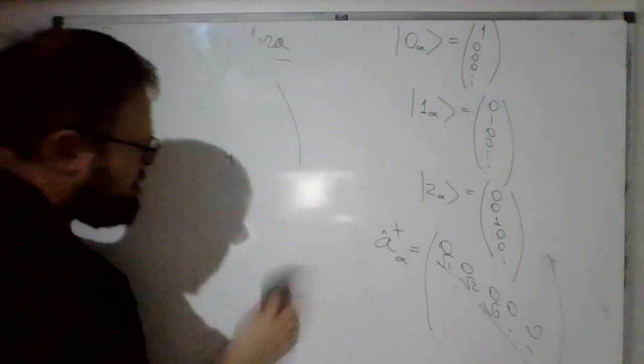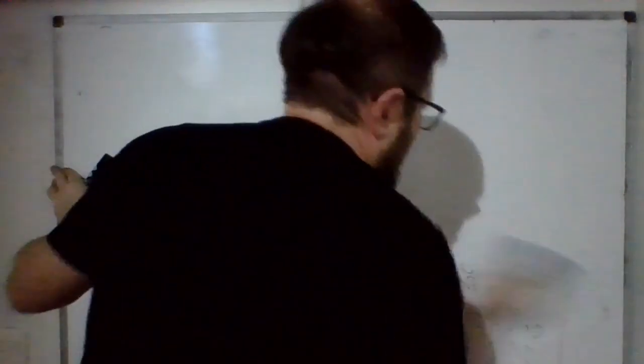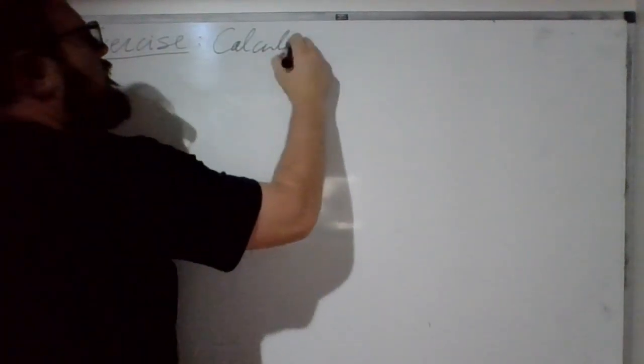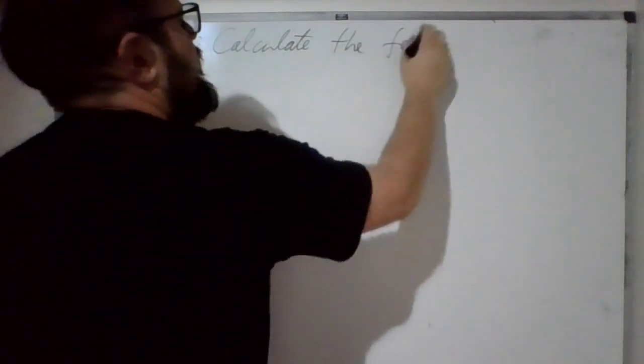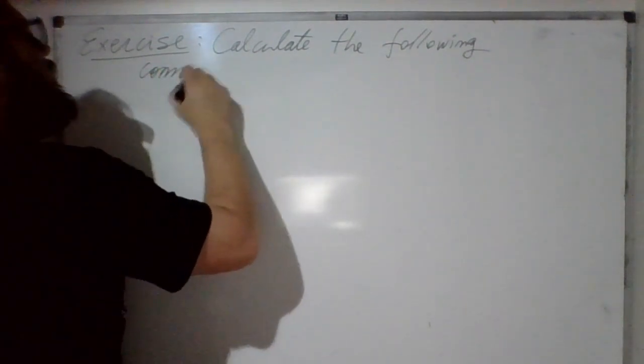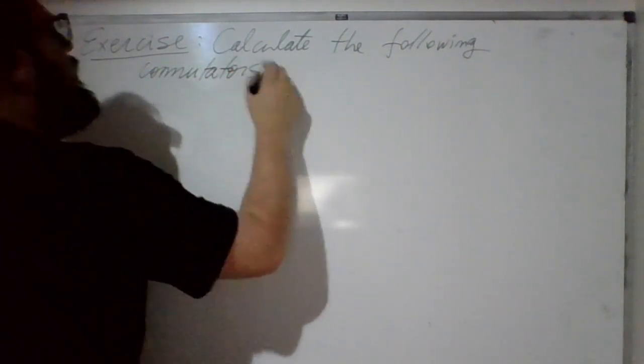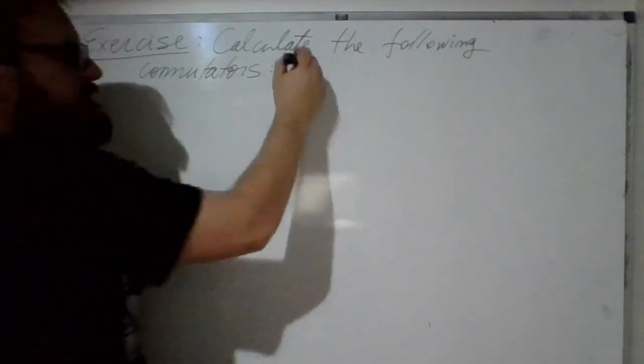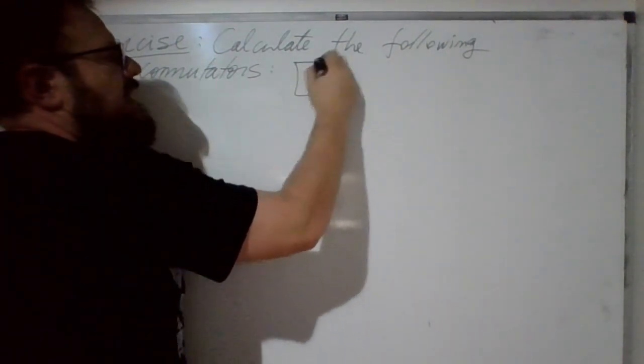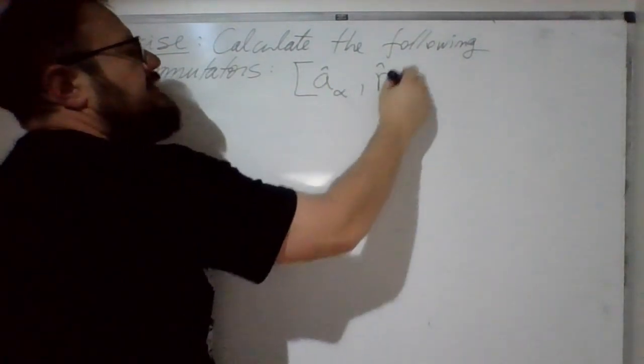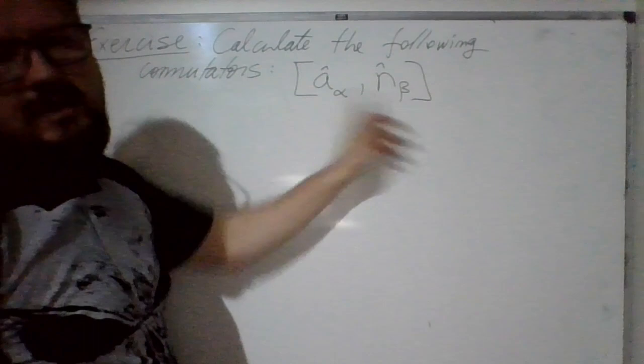I'll just ask you to do some exercises here. They are very interesting. So, the main exercise: calculate the following commutators. Calculate A of alpha with the number operator in the state beta. Alpha can be equal or distinct from beta.